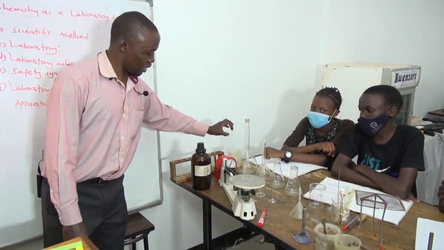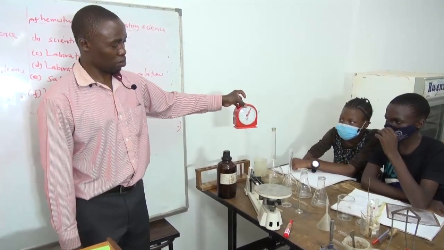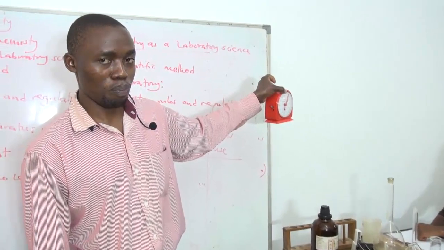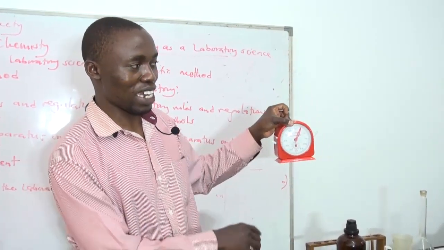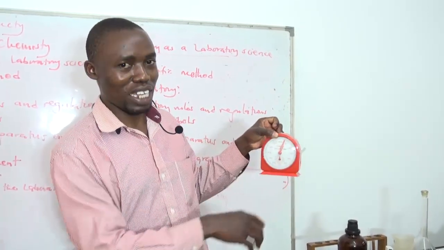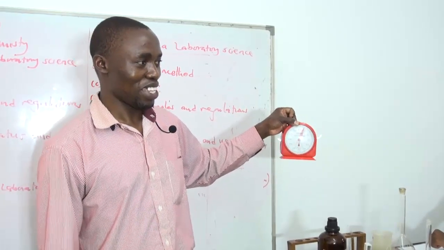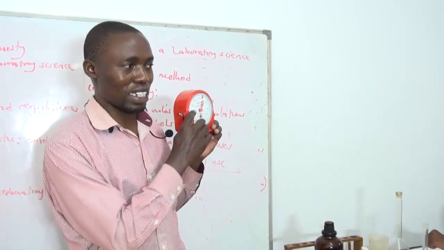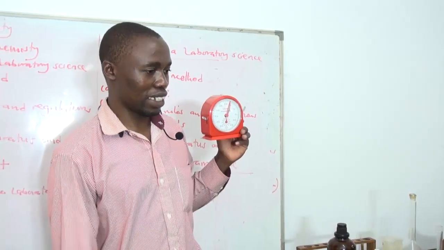Now, the next part, we look at this instrument here. Somebody will demonstrate how we use it. It's called a stop clock. For measuring? Time. A stop clock is used for measuring time, not so? It measures in seconds.